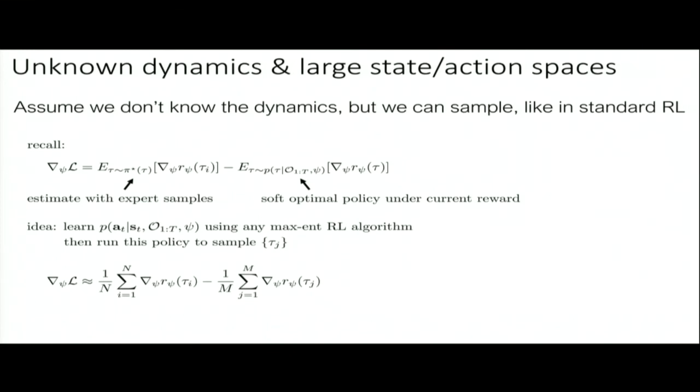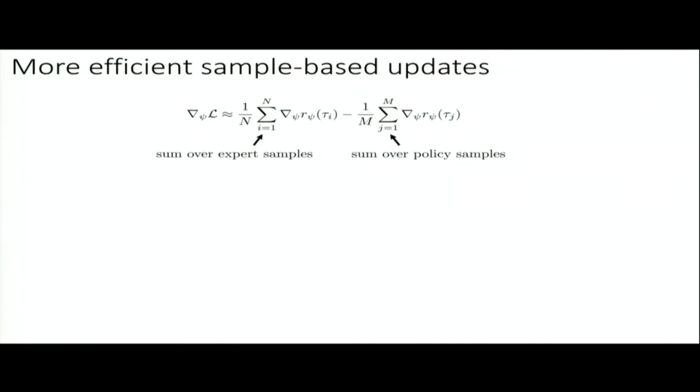And then you can approximate this gradient using the difference of two sums, a sample estimate of the expectation from the expert and a sample estimate of the expectation from the model. So here we'll actually attempt to learn this P of A given S and then sample from it to compute the gradient. So sum over expert samples and sum over policy samples. OK. Now, we could actually do this.